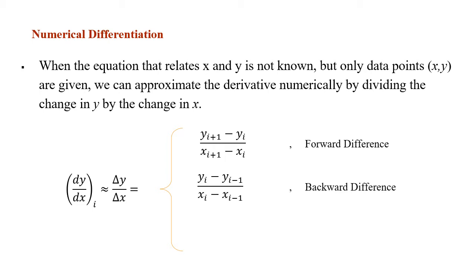The second method is to use the backward difference, in which you take the current point and the point that precedes it. The last method is the central difference, in which you take the point that follows and subtract from it the point that precedes the current point at which you want to find the derivative.